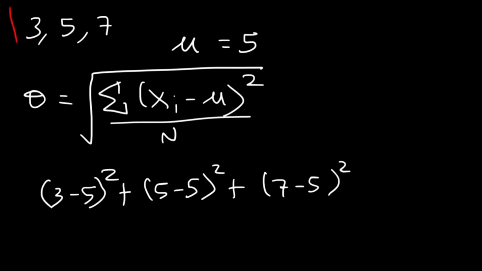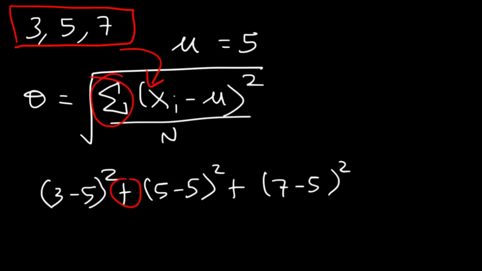So each of these 3 points, you're going to plug into x sub i. And then you're going to square the differences between each of those values. And the sigma represents sum. So you're going to add every difference that you get, or rather, you're going to add the square of every difference that you get.